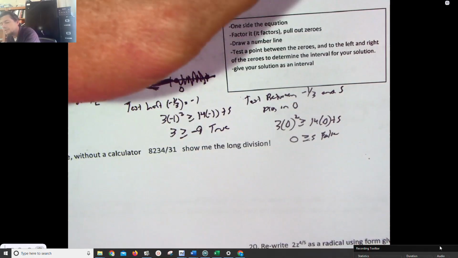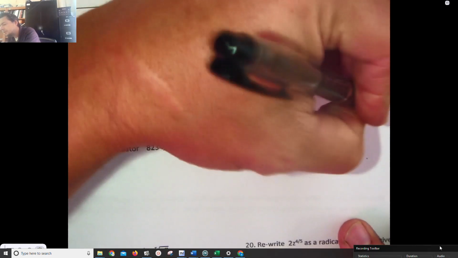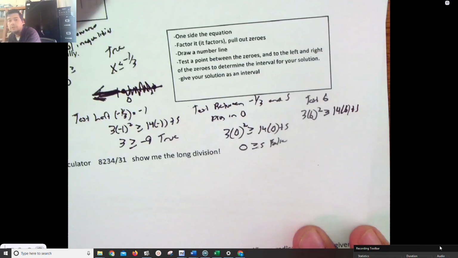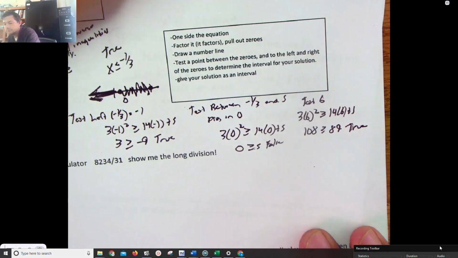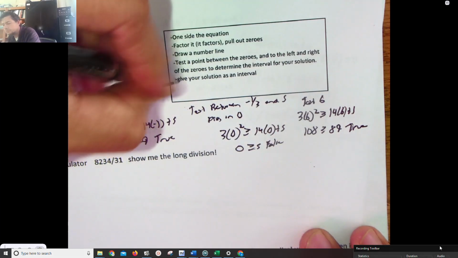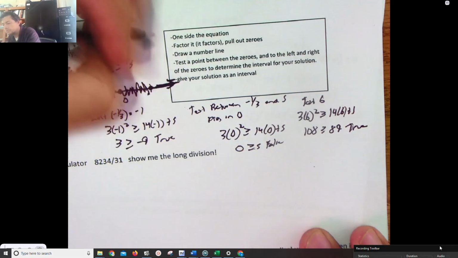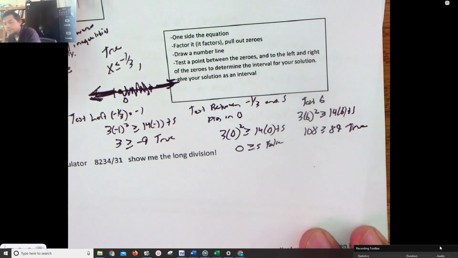But I'm going to test something bigger than 5. I'm going to test a 6 because I'm testing right of 5. So 3 times 6 squared is supposed to be greater than or equal to 14 times 6 plus 5. That should be true. 6 squared is 36. 3 36s makes 108. 6 14s makes 84. Add 5, 89. True all day long. So I also know that x is greater than or equal to 5.